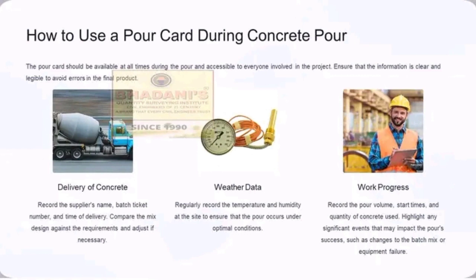So first, you can see there is a diagram there of a concrete plant transporter. That plant is used to transport concrete from the place of manufacture to the place of pouring.